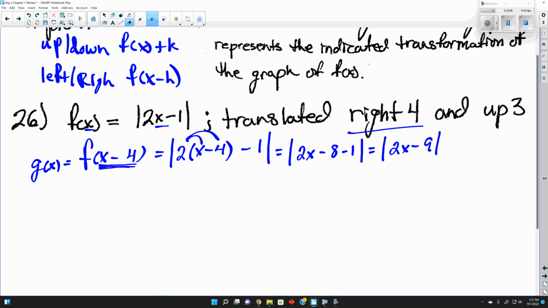Questions on this here? Now we need to do what? Up 3. Now we can use g of x plus k. And again, I use g of x for this one so that we can kind of help ourselves distinguish between the two.